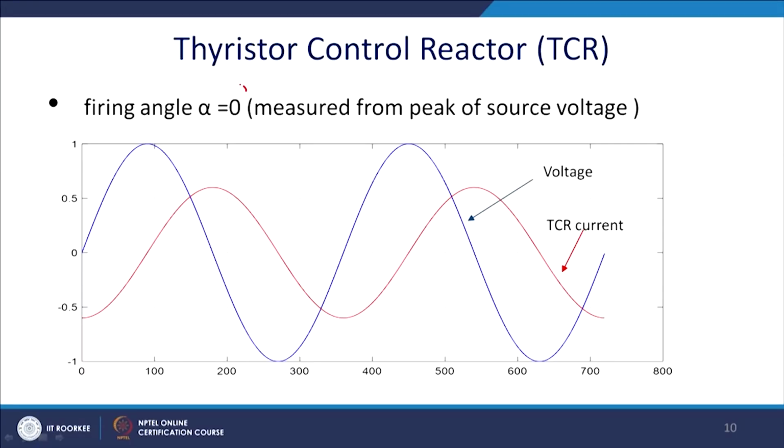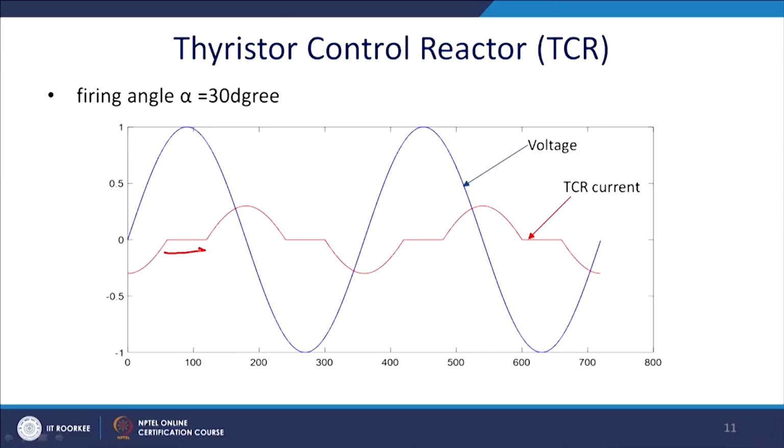So, what happened here? This is a voltage curve for firing angle alpha equal to 0 degree, and this will be the current. It will be almost touching the 0, but since there is no pure inductance, though it is almost 0, yes it is at 90 degree. So, this will be the current to the TCR at alpha equal to 0.